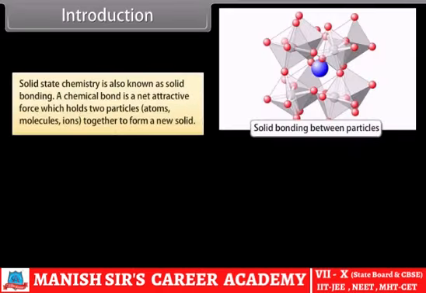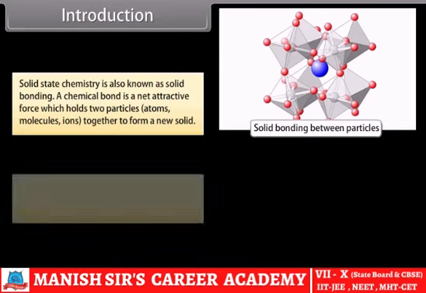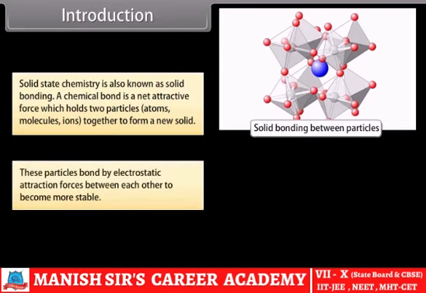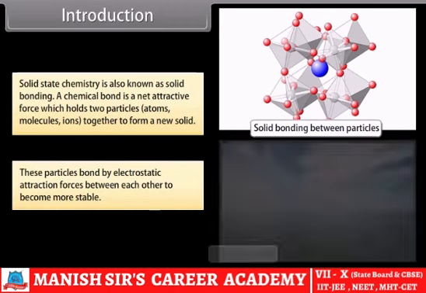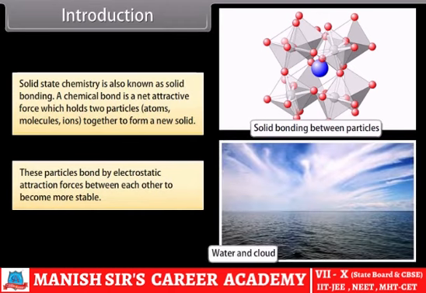Solid-state chemistry is also known as solid bonding. A chemical bond is a net attractive force which holds two particles, atoms, molecules, ions together to form a new solid. These particles bond by electrostatic attraction forces between each other to become more stable. Think about it. If you're not solid, you will be nothing, not even water or cloud. Thanks to solid bonding.